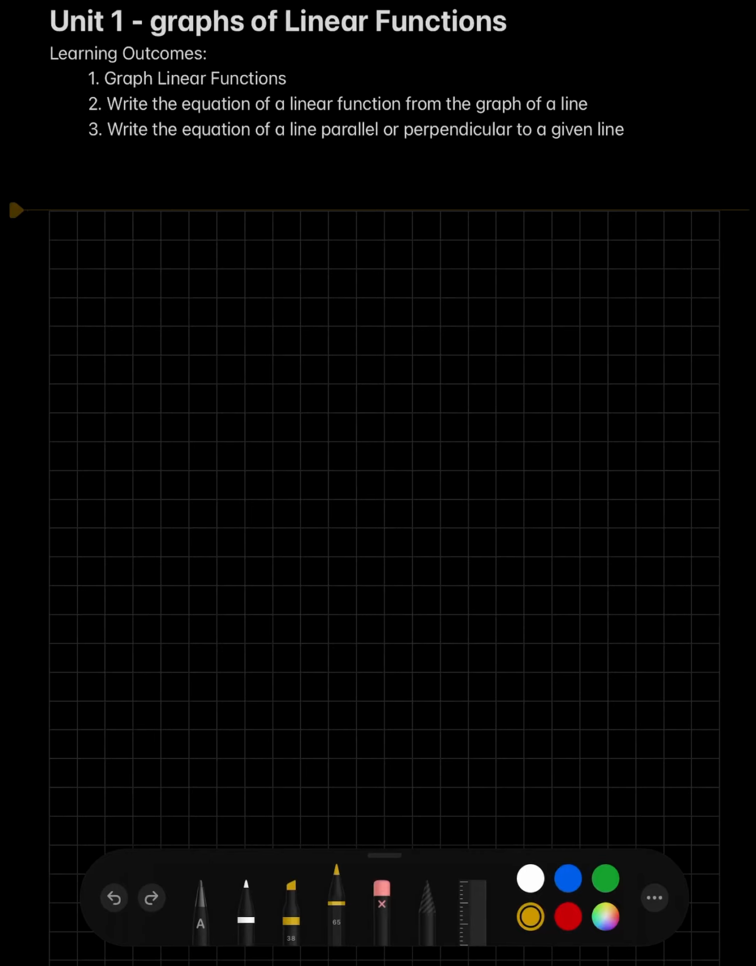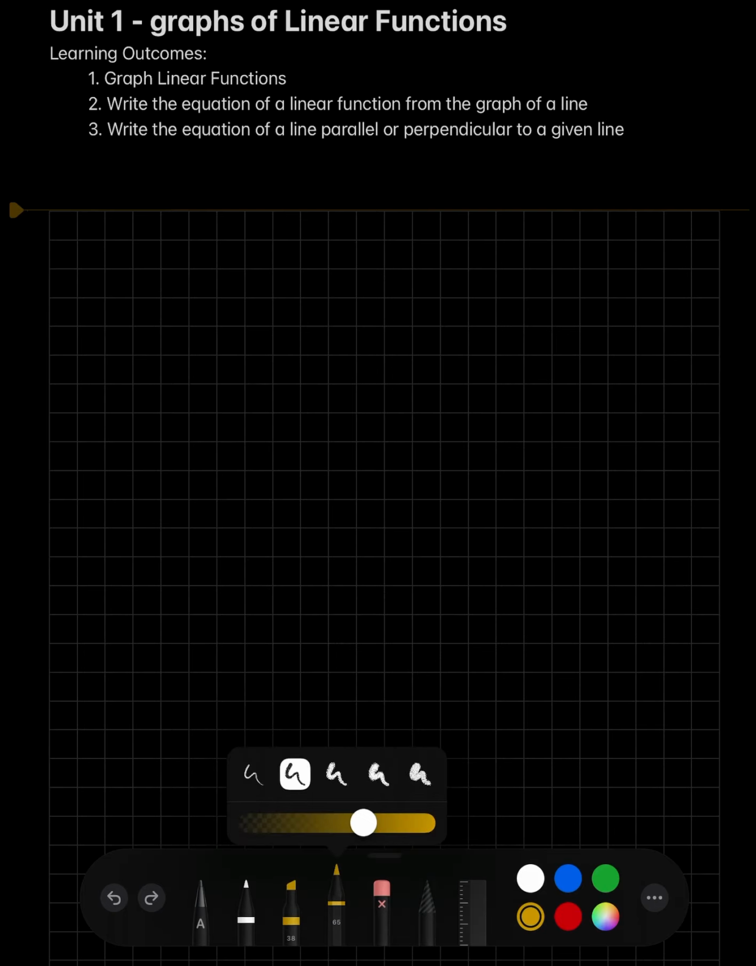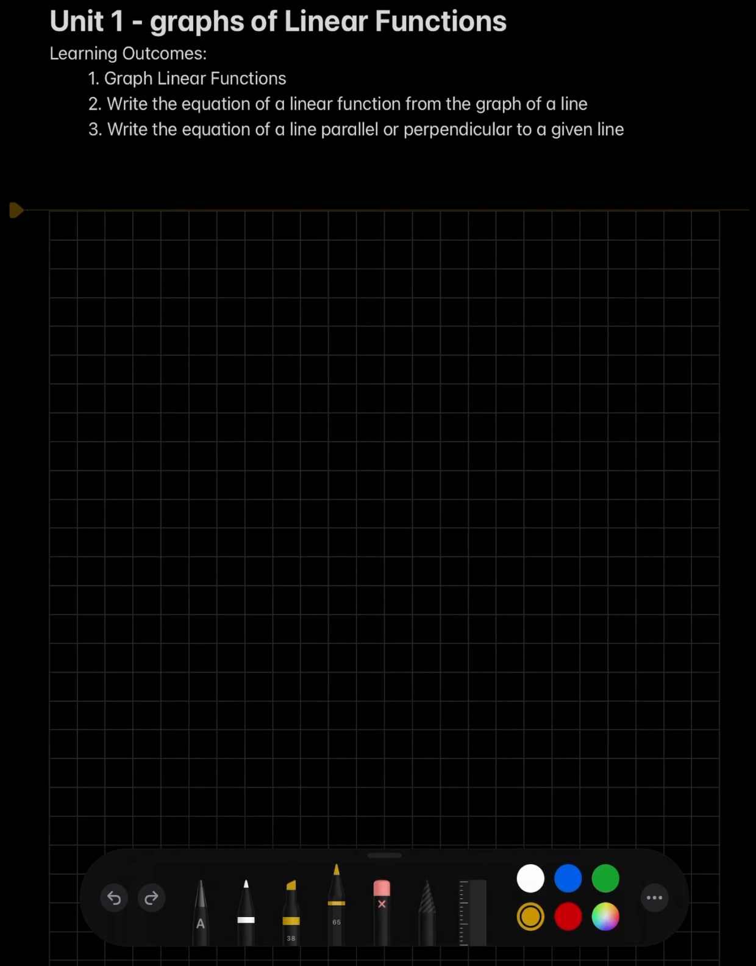Class, welcome to Unit 1, Graphs of Linear Functions. In this series, I'm going to try to deliver these three main points of content. The first is I want us to know how to graph linear functions. The second is I want us to know how to write the equation of a linear function from the graph of a line. And the third is that I would like us to be able to write the equation of a line parallel or perpendicular to a given line.